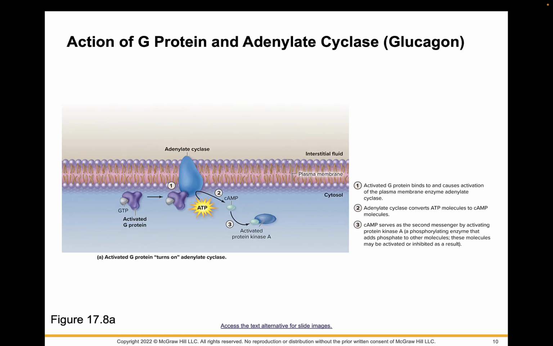Here is a different example of a G protein chemical messenger, and it's going to be glucagon. And glucagon is a hormone that's actually going to increase blood glucose levels. So once the activated G protein binds to and causes activation of the plasma membrane enzyme adenylate cyclase, so here an enzyme is activated in this particular situation, and it is actually going to result in creating something known as cyclic AMP. This is a very potent second messenger. It is one of the more common second messenger mechanisms that we have within the body.